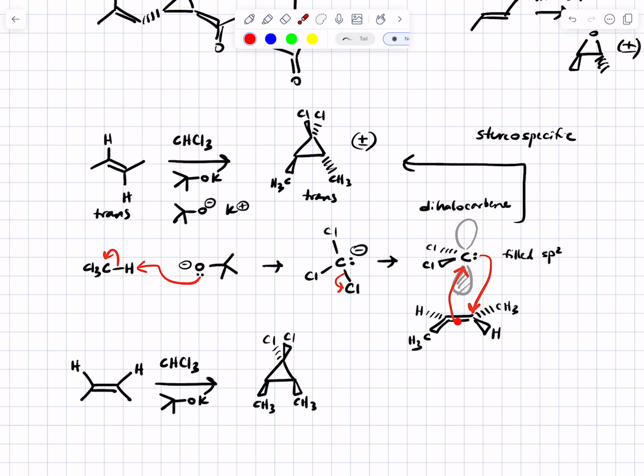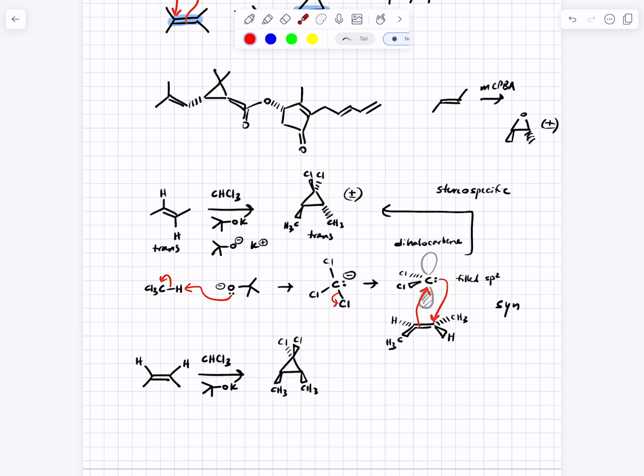The alkene electrons attack the empty p orbital on the carbene, and then the sp2 electrons on the carbene attack the other carbon of the alkene. Those two bonds happen. It's a syn addition. They happen from the same side of the double bond, and so the stereochemistry is preserved, which is why if you start with the trans, you get the trans cyclopropane. If you start with the cis alkene, you get the cis cyclopropane. Okay. Is that what you're thinking? Yeah, good. Go ahead.